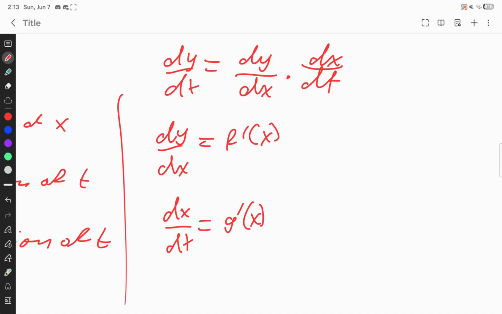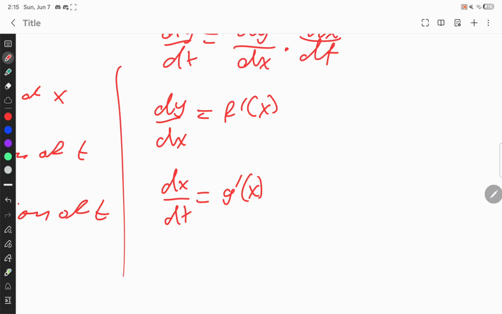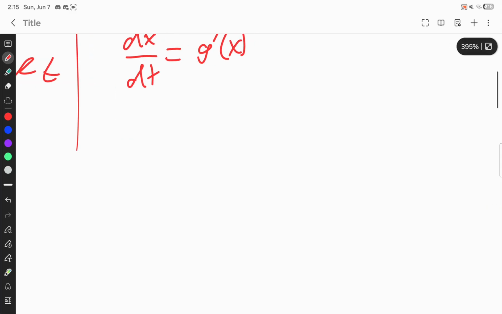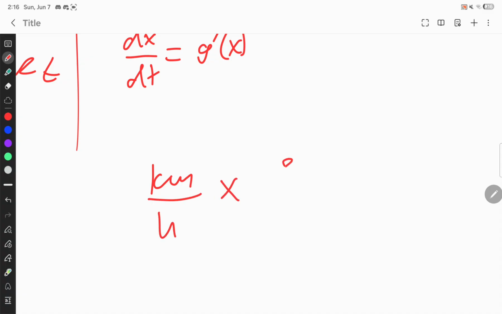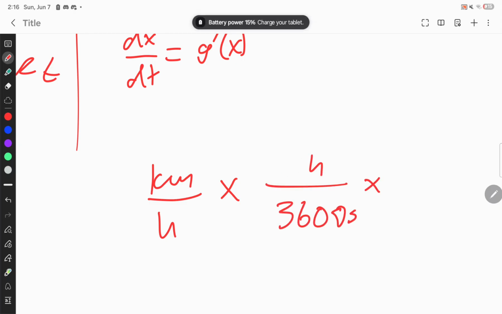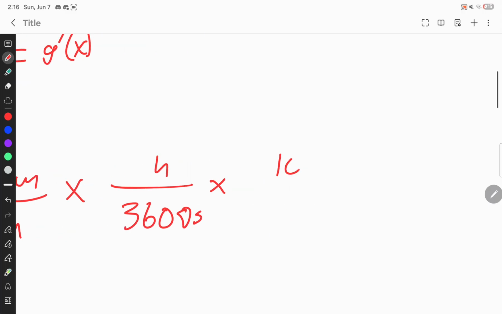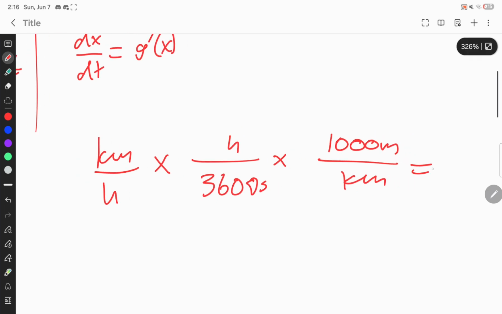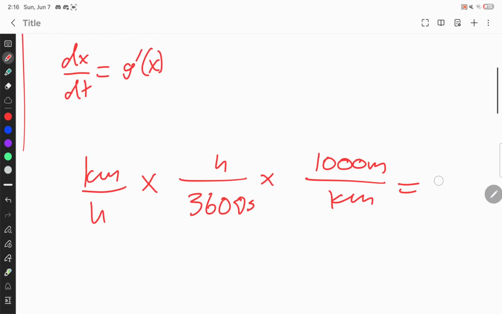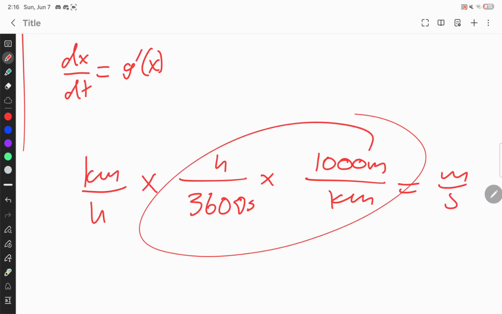Well, it uses the fact that you know how you cancel out units in rates, like kilometers per hour times 3600 seconds times 100 meters over kilometers. This then turns into what? This turns into meters per second. We cancel out units. Okay.